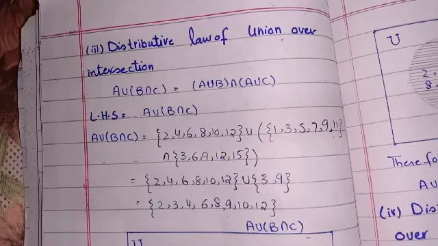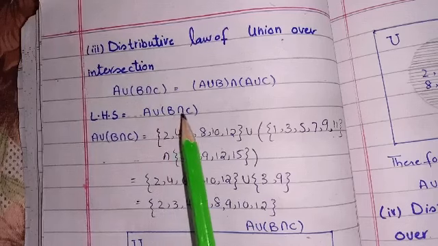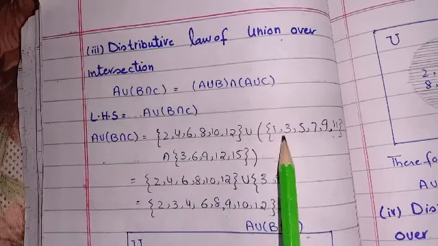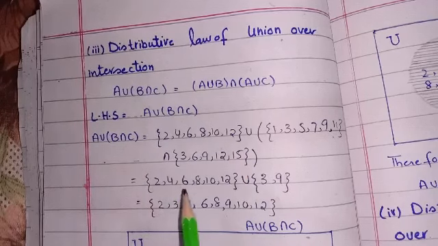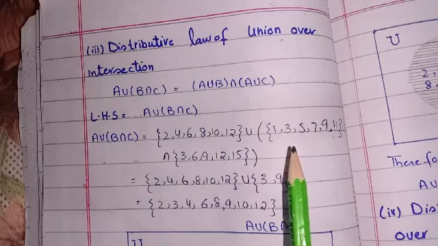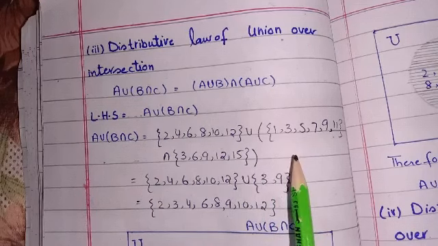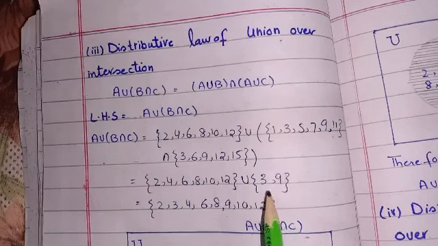Now students, first we will solve our left hand side. Here it is: A union (B intersection C). First we will write our A set, then union, then within brackets we will write B set and C set with the sign of intersection. As you know, intersection means to write only the common elements in both sets. In both sets B and C we have only two common elements, 3 and 9, so we will write 3 and 9 in our resultant set.